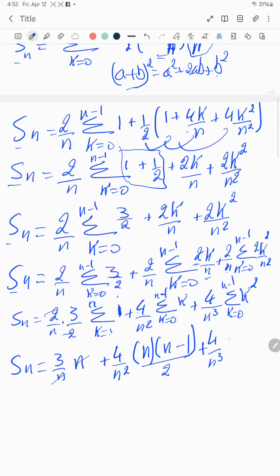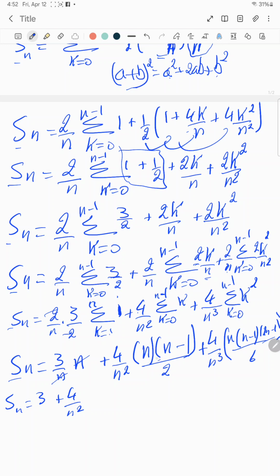So it becomes here n times n minus 1, or n minus 1 times n times 2n minus 1, divided by 6. Okay? So now, this is a lower bound, Sn equals 3, because n and n would leave, plus 4 over n2.